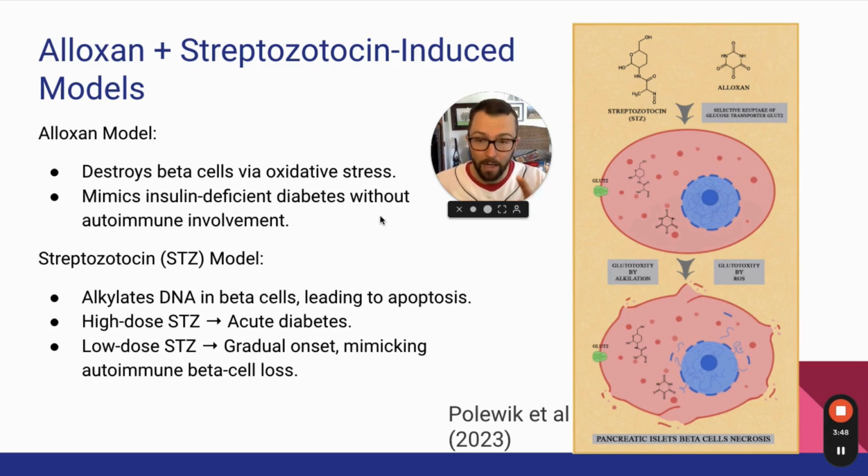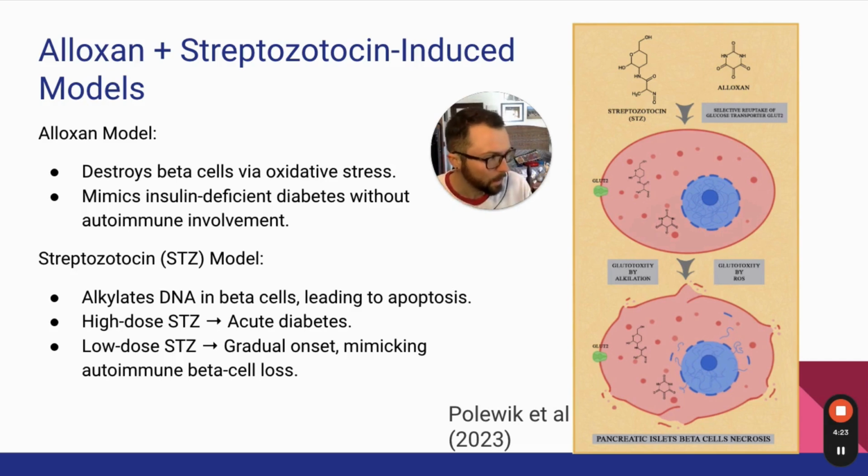Now, I say that this mimics insulin deficient diabetes without autoimmune involvement because this doesn't imply that the immune system has something to do with the loss of beta cells. This is creating inflammation inside the beta cell, and the immune system comes in to clean that up, as opposed to the immune system attacking healthy beta cells and being the reason that insulin isn't being produced anymore. So here's just a little bit more on the alloxan model.